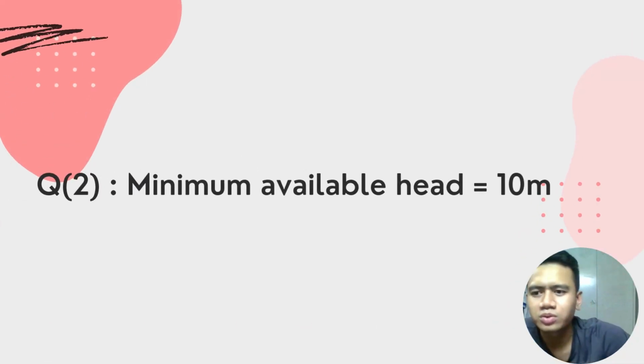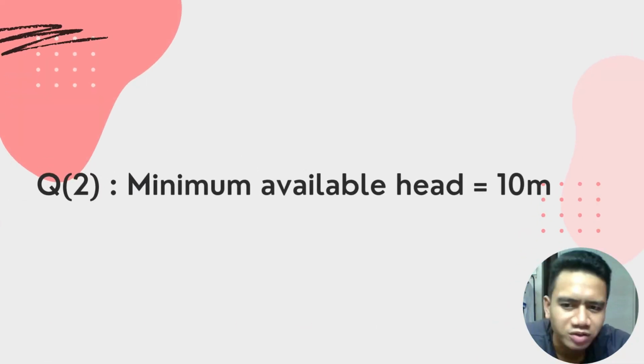For question number 2, estimate the available head for the system with a good choice of 5P system. This is the estimate for the available head. We just take the minimum available head as 10 meter.